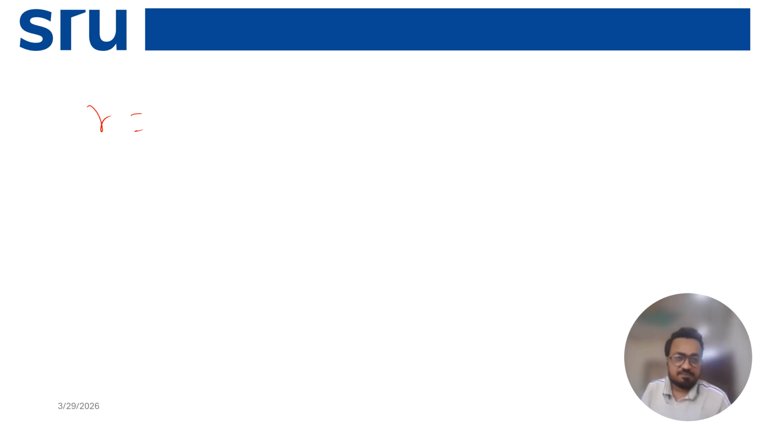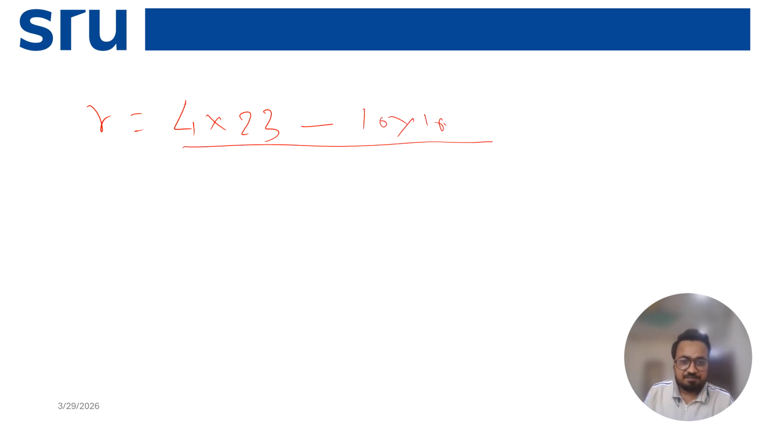Now we will apply the Pearson correlation formula, that is r equal to n into summation xy. Here n is equal to what? 4, because the number of total observations is 4. That's why n equal to 4 into 23, summation of xy, minus summation of x which is 10, and summation y is also 10, that's why 10 into 10, right? Divided by square root of what?